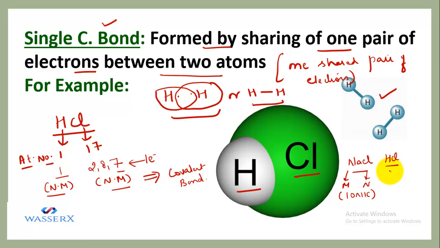And for HCl, hydrogen is a non-metal because it is going to accept one electron in order to attain the duplet. And chlorine is again a non-metal because it also needs one electron. So non-metal, that specifies that the bond is going to be covalent. So this is how you're going to make out what type of bonding is present between any molecules which are given. So I think you got it.